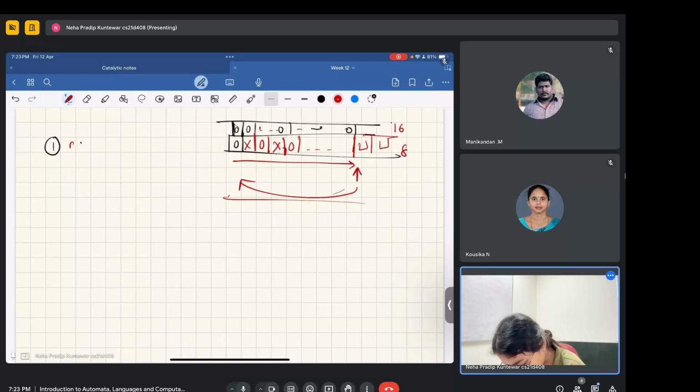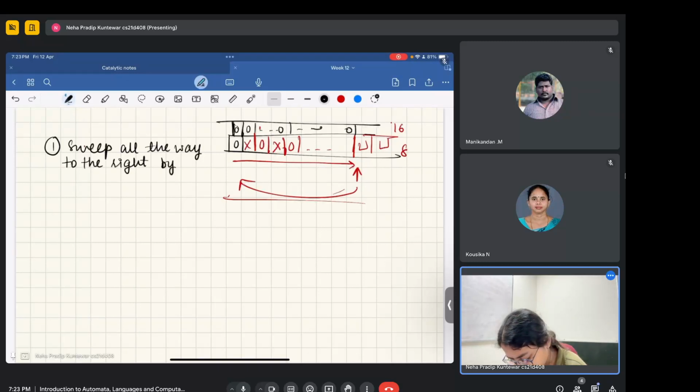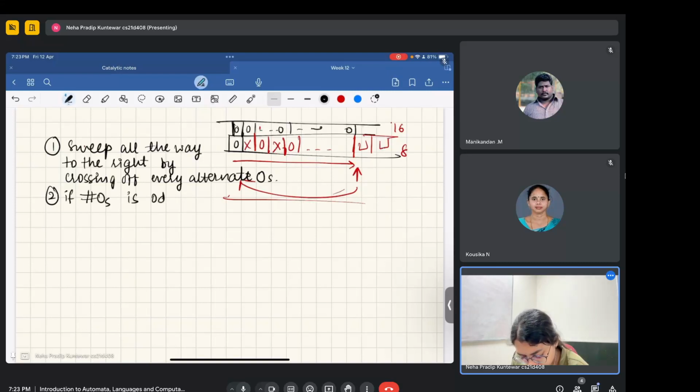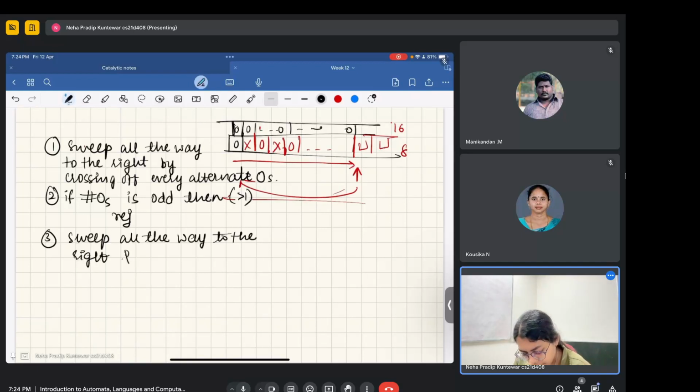So the idea is to scan, sweep all the way to the right by crossing off every alternate 0. If the number of zeros is odd and not equal to 1, or more than 1, then already reject. Otherwise we go all the way back, sweep all the way to the right, and repeat.